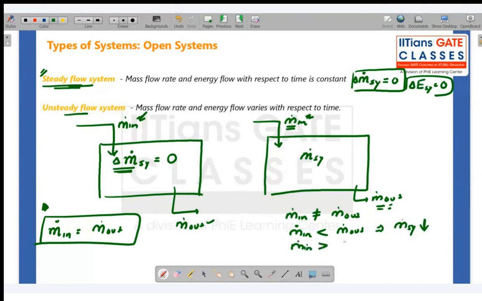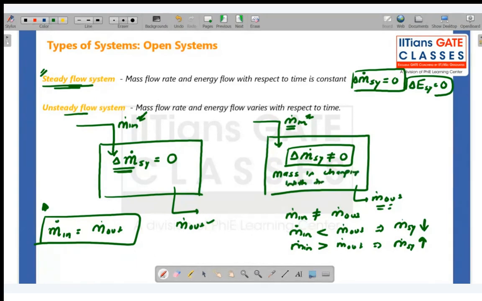If the mass flow rate coming in is more, then what will happen? The mass of the system will increase. That means the change of mass of the system with respect to time is not equal to zero. The mass is changing with time. And here, in steady flow, mass is constant with time. Okay, this is your steady, this is your unsteady. Tell me very quickly, is it clear?